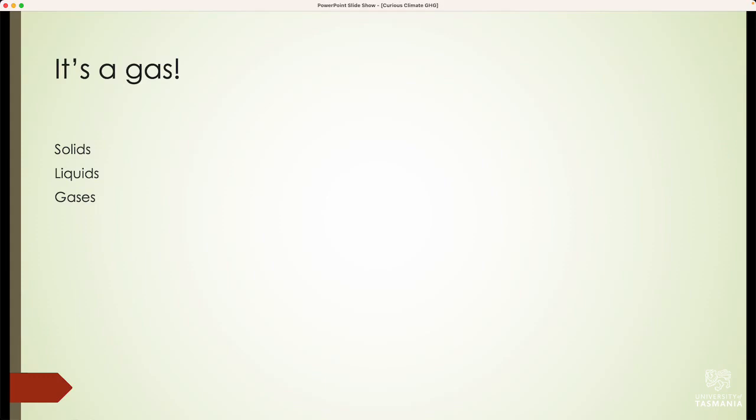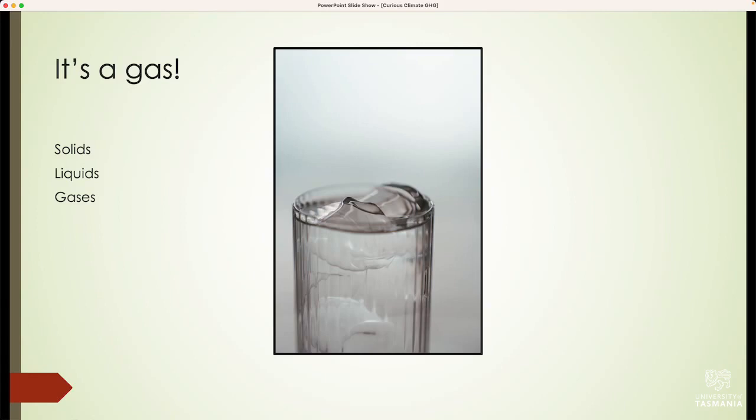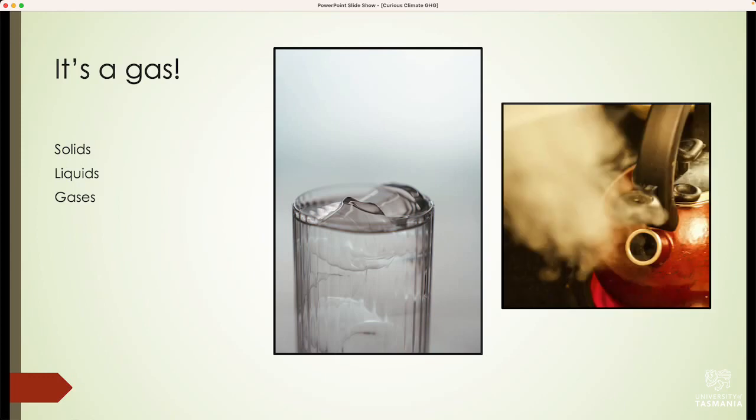So let's pause for a moment and have a think about what gases are, because you probably already learned about what solids and liquids are. For example, let's have a look at this glass of water. We know that water in a glass can take the form of a liquid, and floating on top is water in the form of a solid. So that's just a glass of ice water. Now, what do you think water would look like if it was a gas? So here's one example of water when it is a gas.